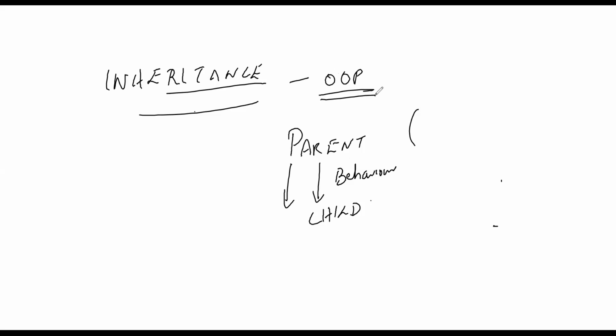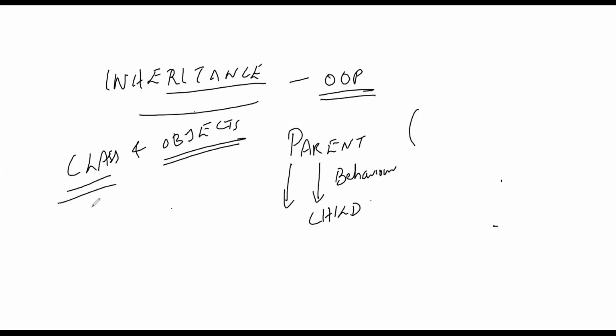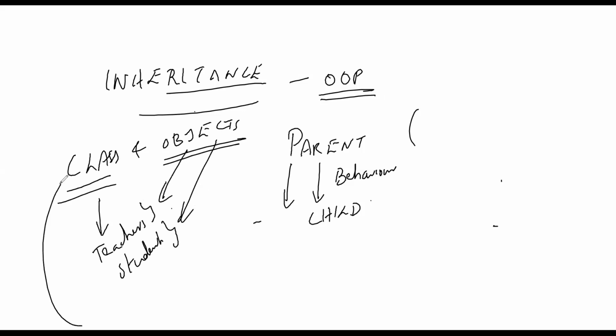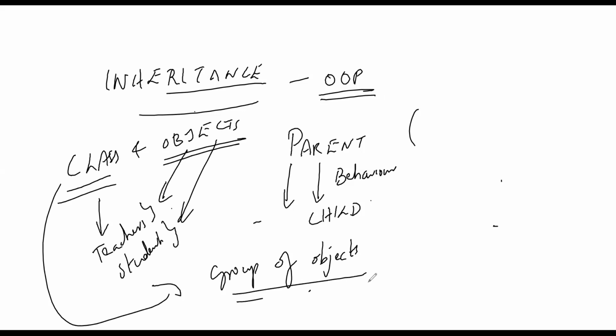How do we apply this thing? For that you have to know class and objects. Suppose a classroom is there. A classroom contains a bench, teachers, students, chairs, tables, and all of the stuff. So what is this teacher? What are students? According to programming, these are all objects. So what is a class? A class is nothing but a group of objects. That's all. Clear?